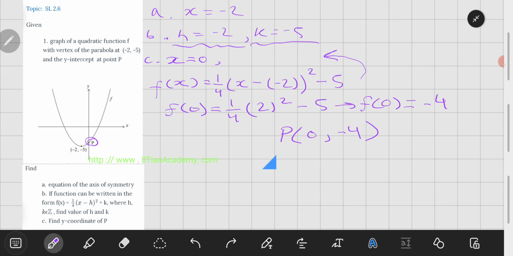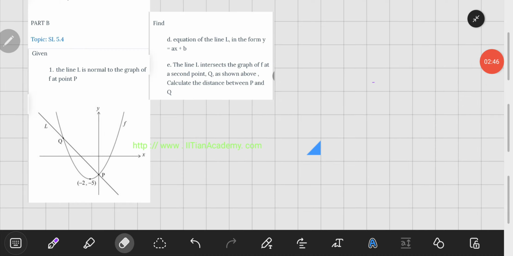Now we will move on to part B of the question. Continuing on to part B, we're now given the same graph with a tangent line L, which is normal to the graph of f at point P. We're first asked to find the equation of line L in the form of y equals ax plus b. So what we can do to start is use point P as a reference.